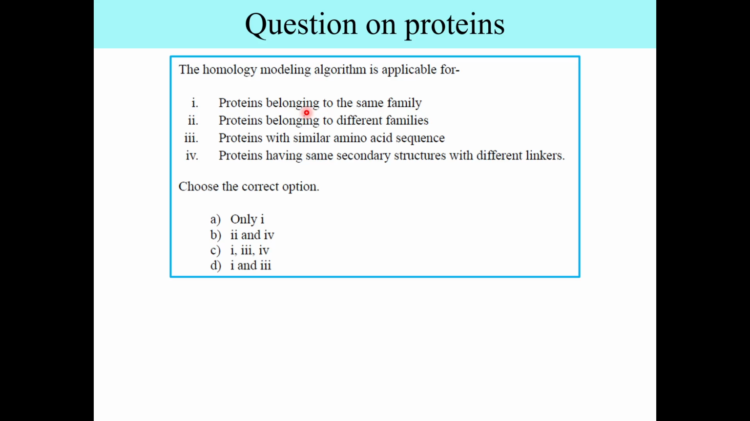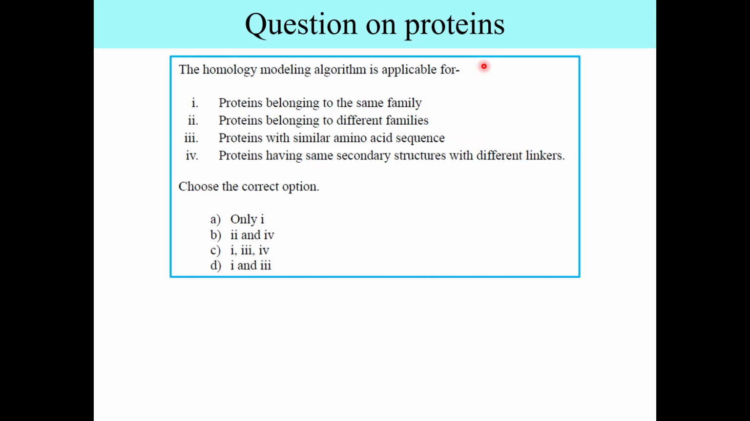Try to answer this question. The homology modeling algorithm is applicable for: one, proteins belonging to the same family; two, proteins belonging to different families; three, proteins with similar amino acid sequence; four, proteins having the same secondary structures with different linkers.